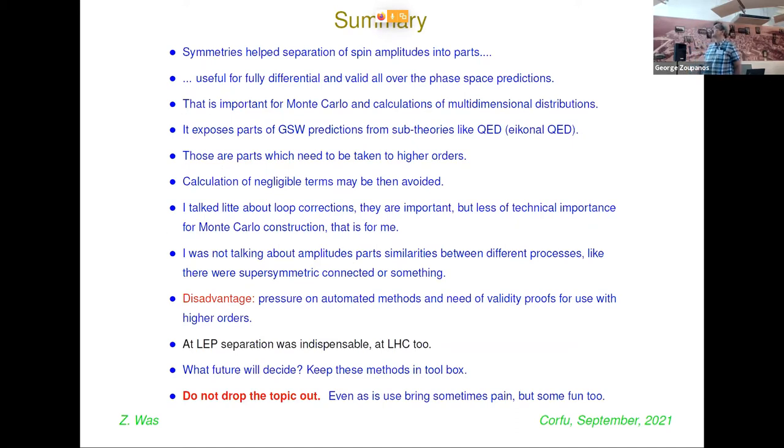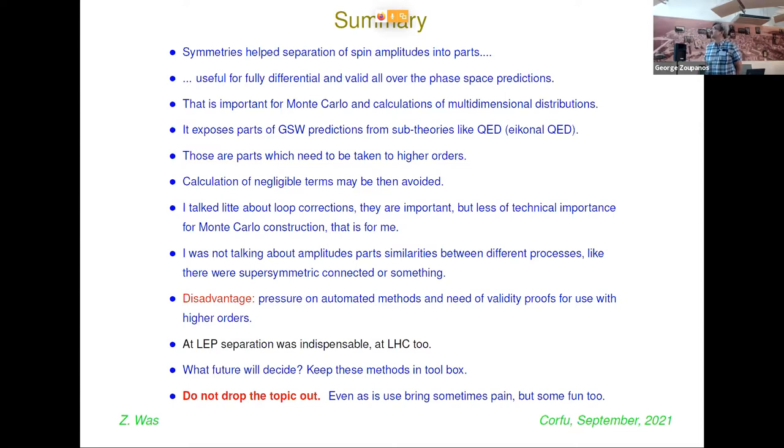So in all these games, symmetries helped separation of spin amplitudes into part. This was important because we had to deal for the Monte Carlos with fully differential and valid all over the phase space predictions, including some endpoint corners, because that's important for simulations of background. So it cannot, for some new physics processes, so experiments wanted to have. This is also very important for multidimensional distributions, which are becoming fashionable these days because of machine learning techniques. So one has to have a control of this.